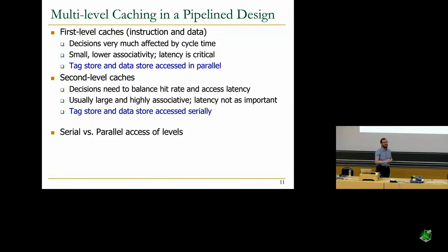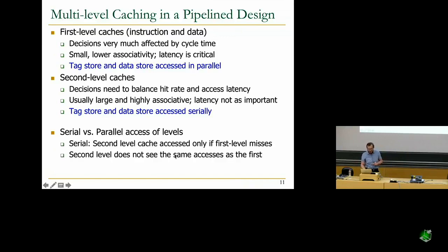Do you serialize the access to different levels, or do you do them in parallel? That's a choice also, actually. Basically, serial means the second level cache is accessed only if the first level misses, which means that the second level does not see the same accesses as the first. And the first level acts as a filter in this case, so it filters out some temporal and spatial locality.